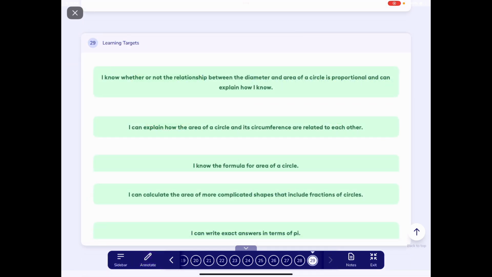Here are the learning targets for this lesson. I know whether or not the relationship between the diameter and area of a circle is proportional, and I can explain how I know. I can explain how the area of a circle and its circumference are related to each other. I know the formula for area of a circle. I can calculate the area of more complicated shapes that include fractions of circles, and I can write exact numbers in terms of pi.